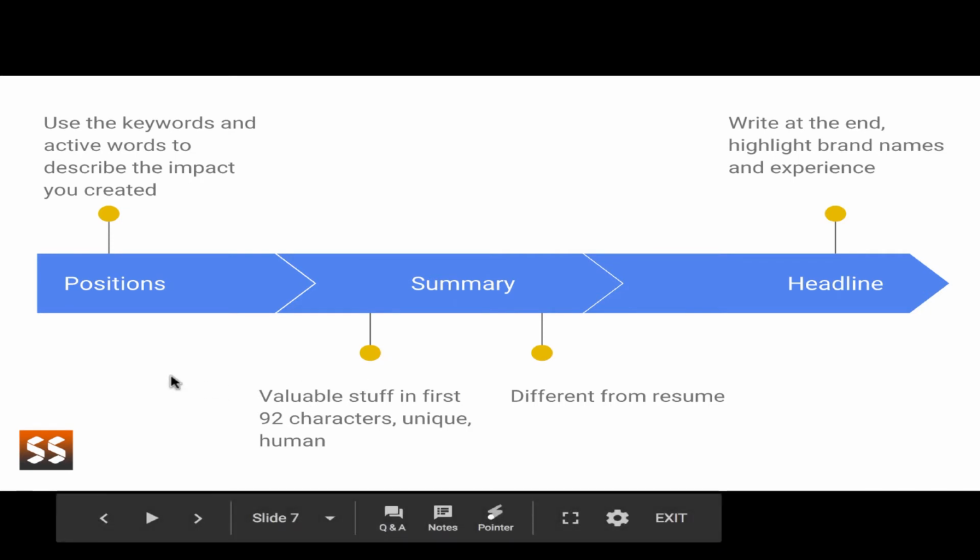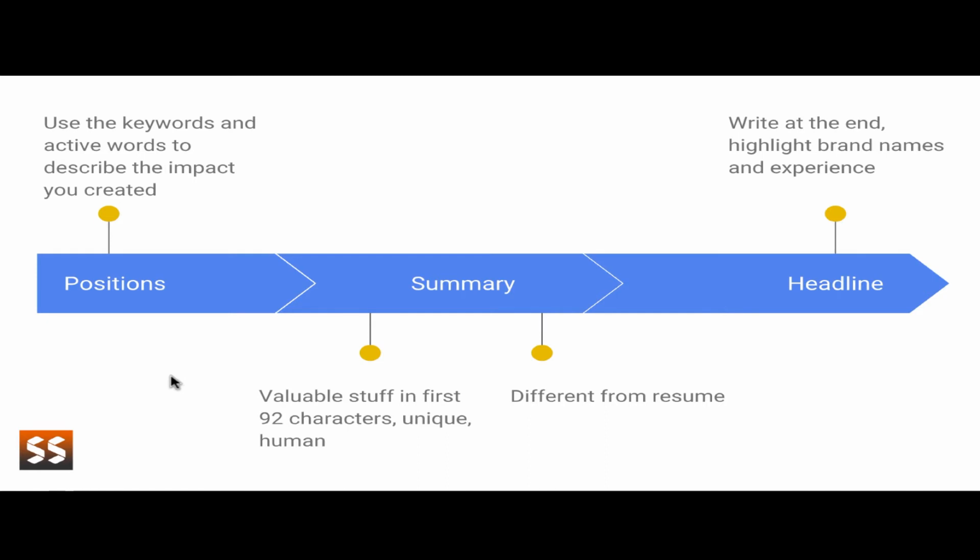because on mobile devices we can only see the first 92 characters and it truncates after that. So the idea is to have the most valuable stuff in the first 92 characters. Secondly, it should be unique and human. I will discuss that in a bit.